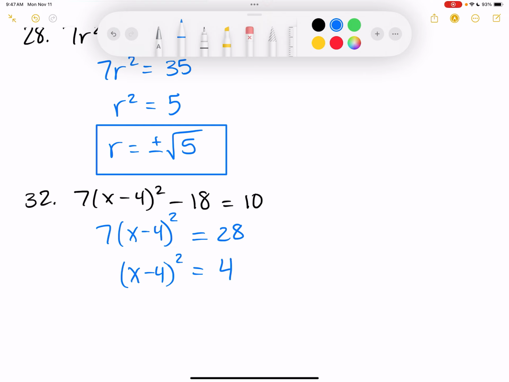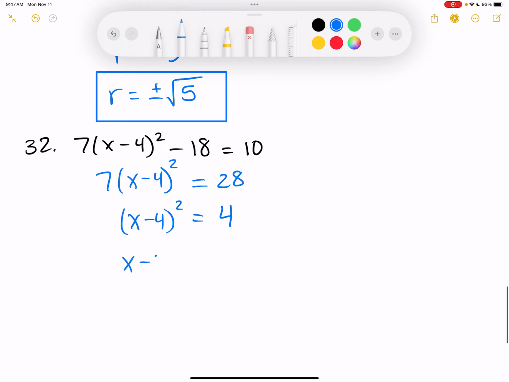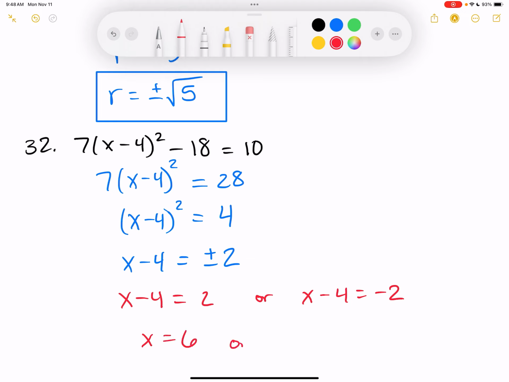Now what? Square root everything. I have to take the square root. So I get x minus 4 equals what? Plus or minus the square root of 4, which is plus or minus 2. Notice the difference with this one is this was a perfect square, so I now need to split these to finish solving. So x minus 4 equals 2 or x minus 4 equals negative 2. So x equals 6 or x equals 2.